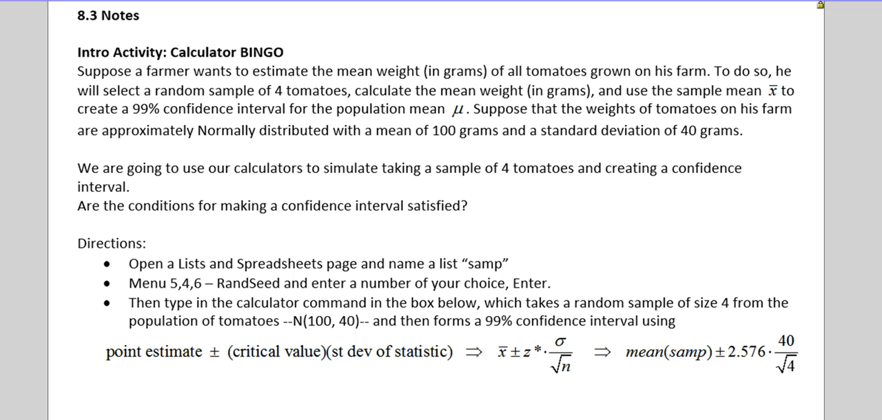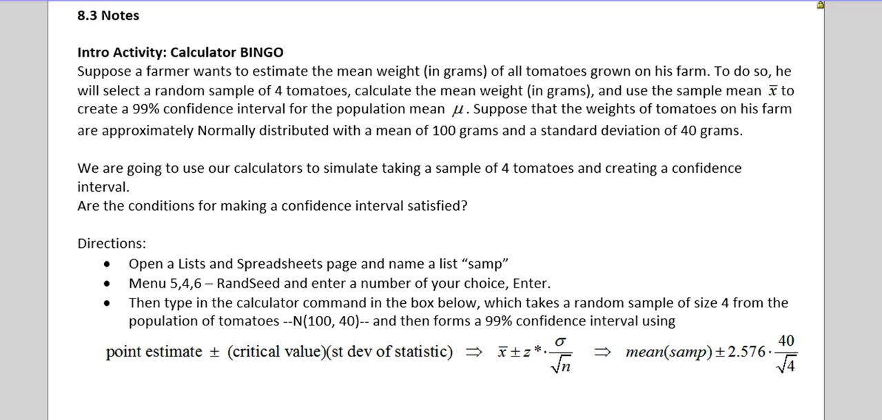Now recognize, of course, that if the farmer was doing this, he wouldn't already know the mean and standard deviation of his tomato plants because this is what he's trying to estimate. But for the purposes of our simulation, suppose that the weights of the tomatoes on his farm are approximately normally distributed with a mean of 100 grams and a standard deviation of 40 grams. So we're going to use our calculators to simulate taking a sample of 4 tomatoes and creating a confidence interval.